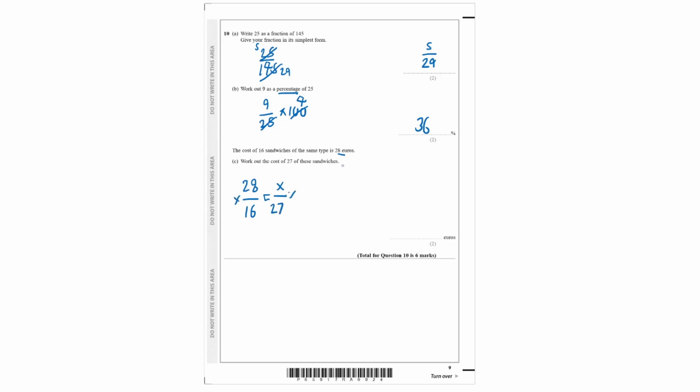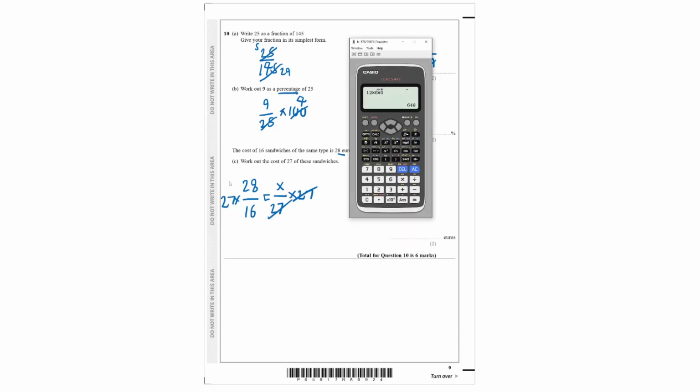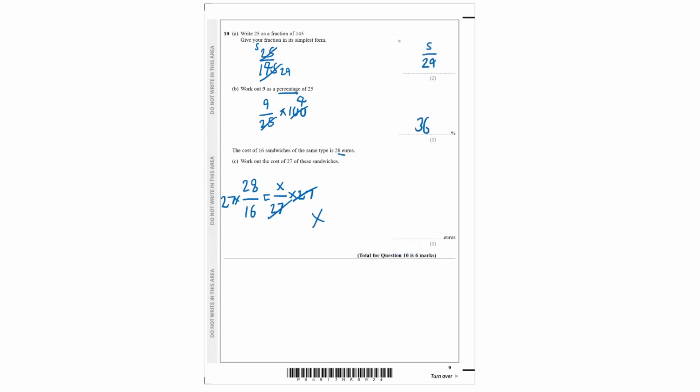We can multiply both sides by 27 using the similarity rule. And we can find out what our answer is using a calculator. We have 28 divided by 16, which is then multiplied by 27, which gives us 47.25. X is equal to 47.25 euros.